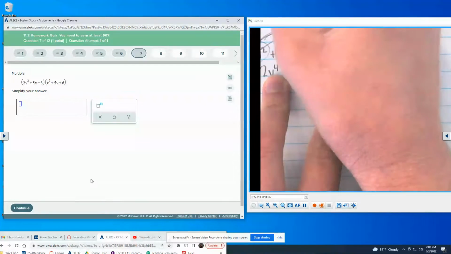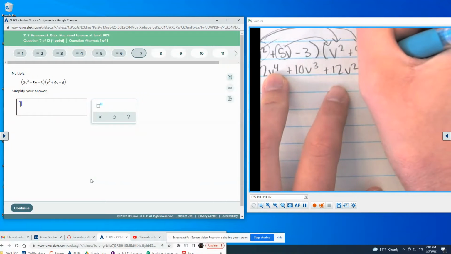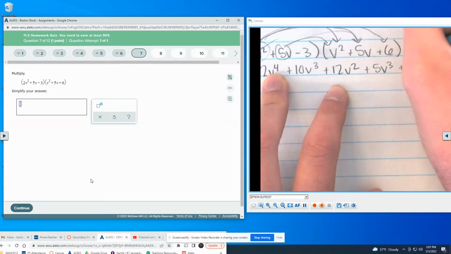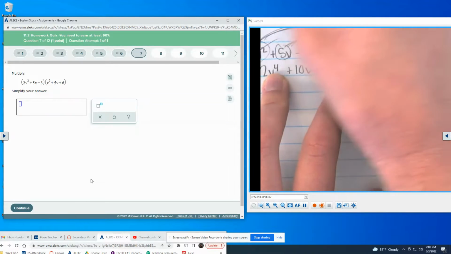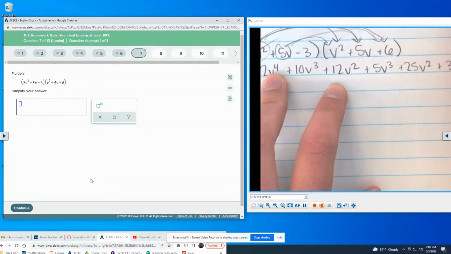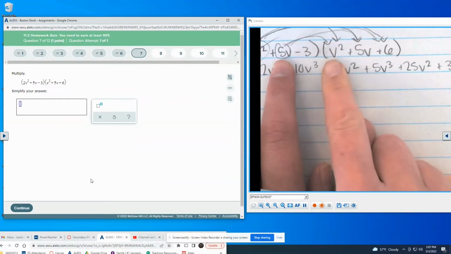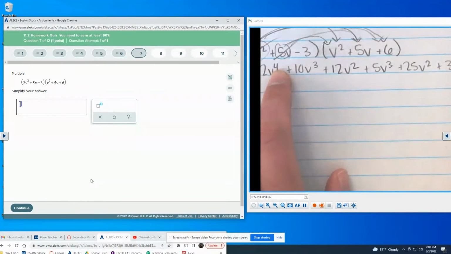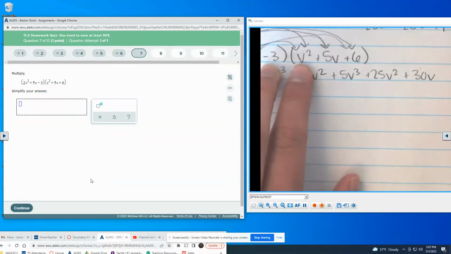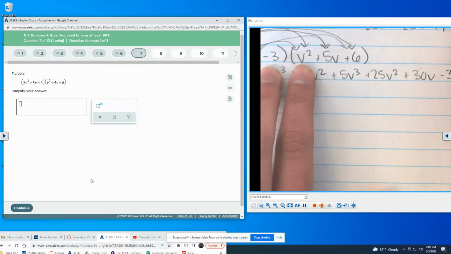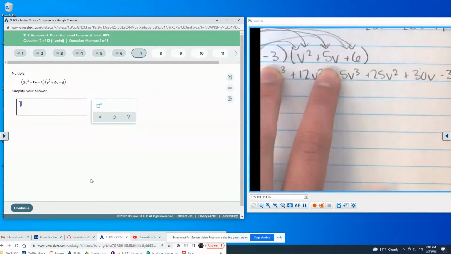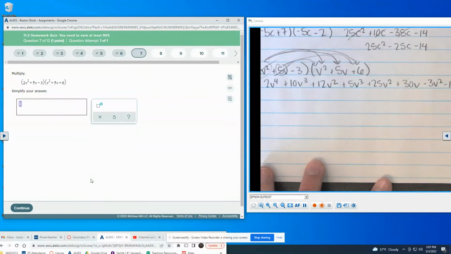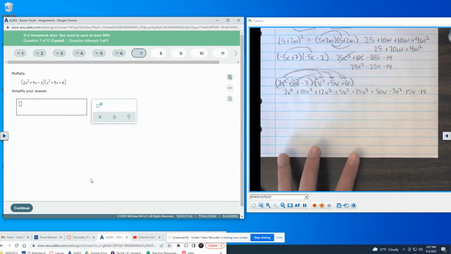Okay, now the 5v gets to distribute. 5v times v squared, we get 5v to the third, 25v squared, plus 30v. Hopefully that makes sense. I just distributed that all the way down. So the 5v has multiplied through. Then I multiply the negative 3. So I get negative 3v squared minus 15v minus 18 when I times all 3 of those. Let me zoom out so you can see. We have a whole bunch of terms here.